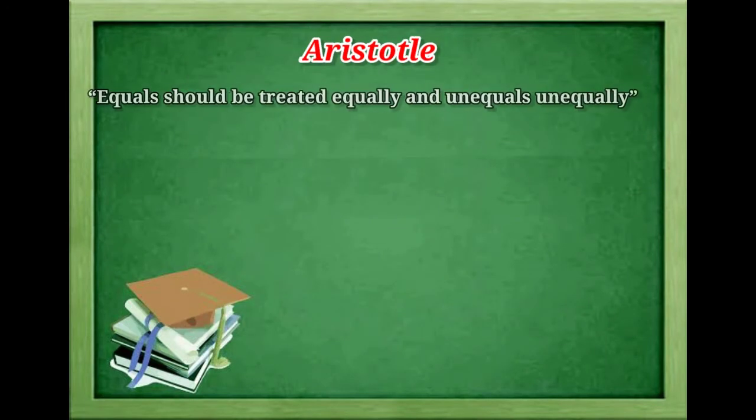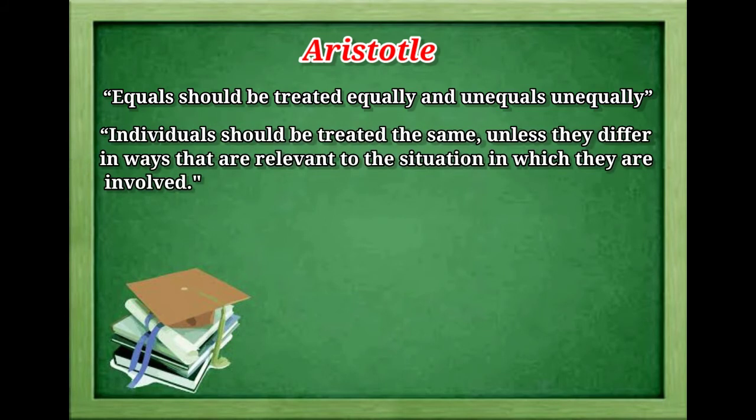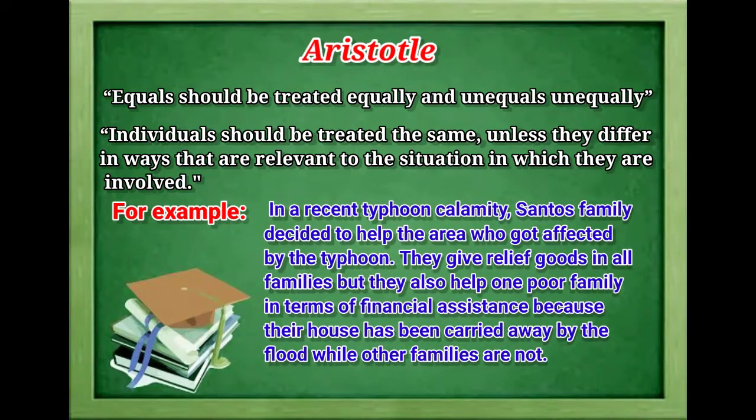The most accepted principle is defined by Aristotle. It says that equals should be treated equally and unequals unequally. In its contemporary form, this principle is sometimes expressed as: individuals should be treated the same unless they differ in ways that are relevant to the situation in which they are involved. For example, in a recent typhoon calamity, Santa's family decided to help the area affected by the typhoon. They gave relief goods to all families, but they also helped one poor family with financial assistance, because their house had been carried away by the flood, while other families' houses were not.